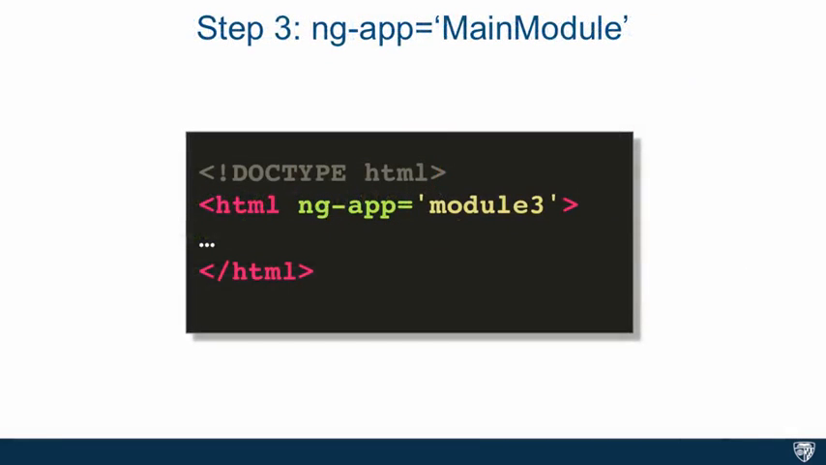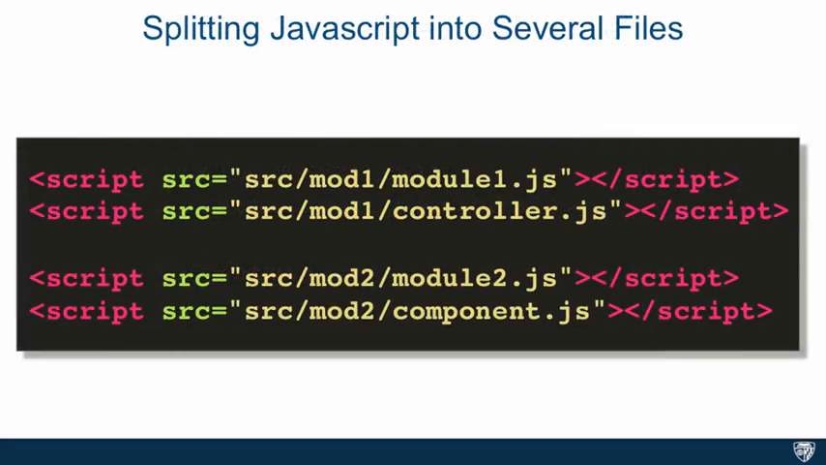The last step is for us to wire in the name of the main module into our HTML using the ng-app directive. And that's pretty much it. Now, just like it's easier to deal with individual modules with their related components, in real-world development, it's also much easier not to place all of your JavaScript code into one file. It's a best practice to place one artifact, like a controller, into a single JavaScript file.